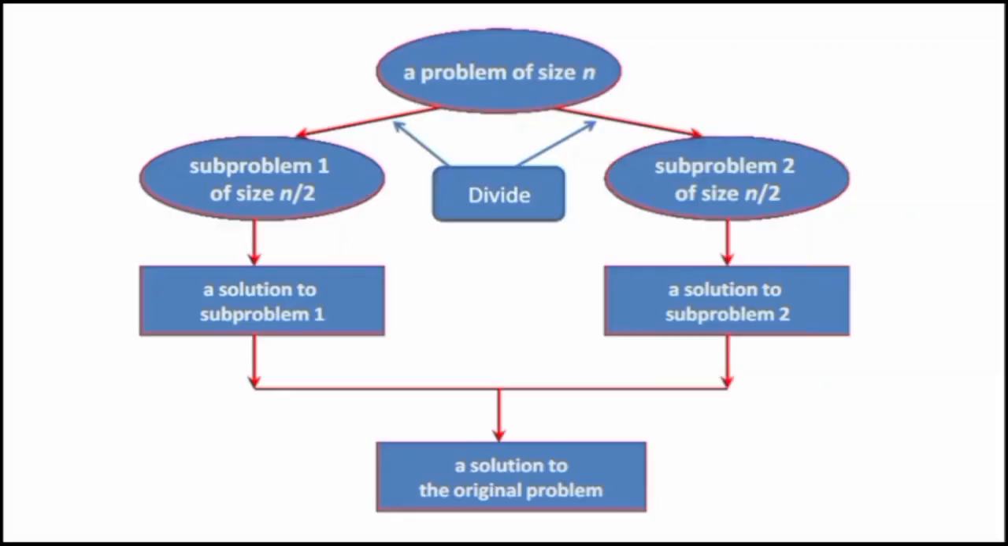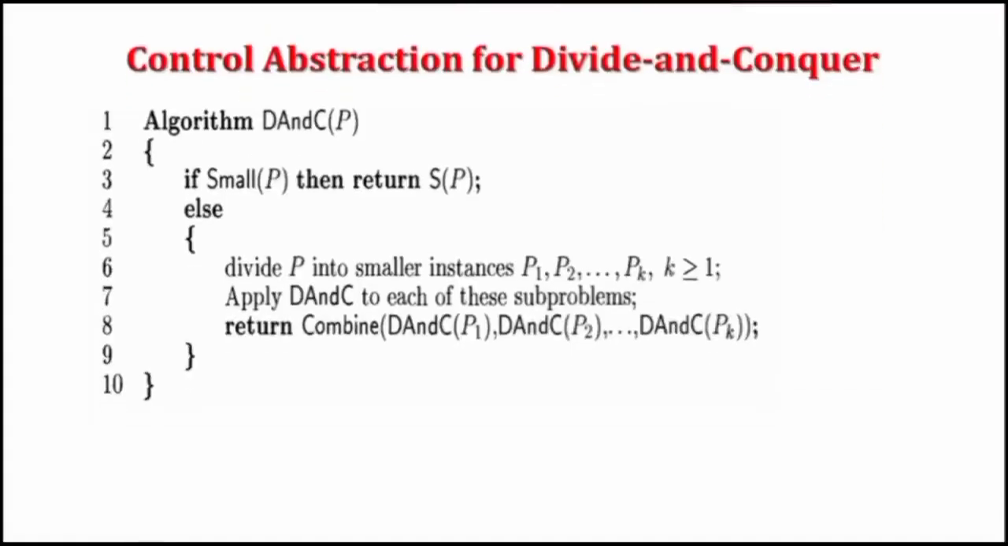The other one is the control abstraction of the divide and conquer algorithm. Divide and conquer is a fundamental strategy in computer science where you solve a large complex problem by dividing it into smaller and smaller, more manageable parts. So this is an algorithm to divide, conquer, and merge the given solutions.